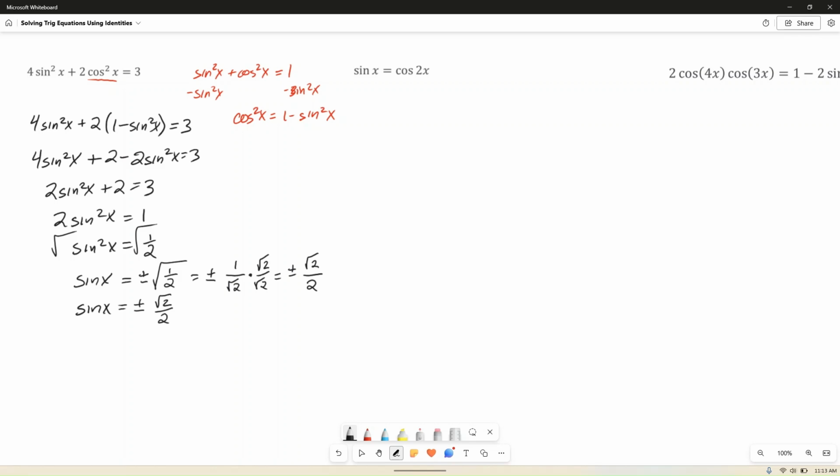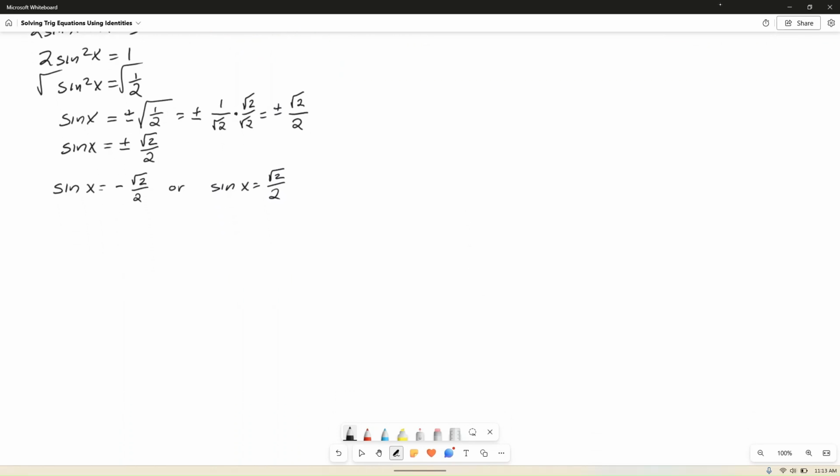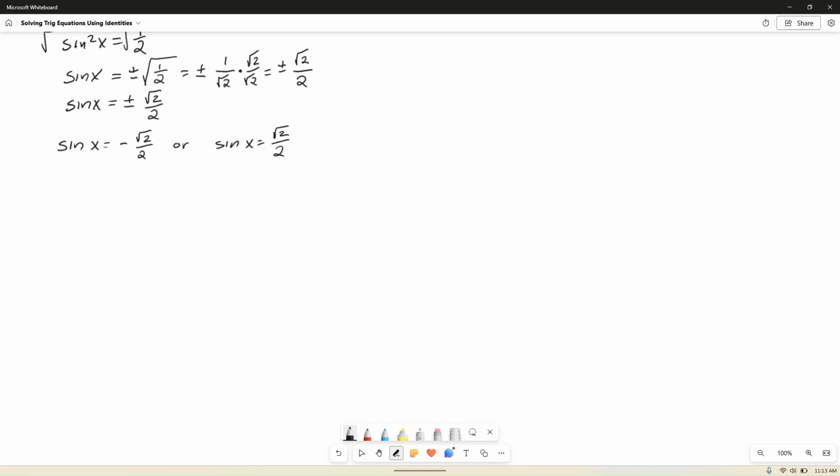Okay. And that's going to actually split apart into two separate equations. So we're going to have sine x is equal to a negative square root of 2 over 2, or sine x is equal to the positive square root of 2 over 2. And just like we saw in our previous videos, we can solve each of these separately. So where is sine negative? If we're going to look at sine x is equal to a negative root 2 over 2, we want to look at where sine is negative. That is in the third and the fourth quadrant, right?